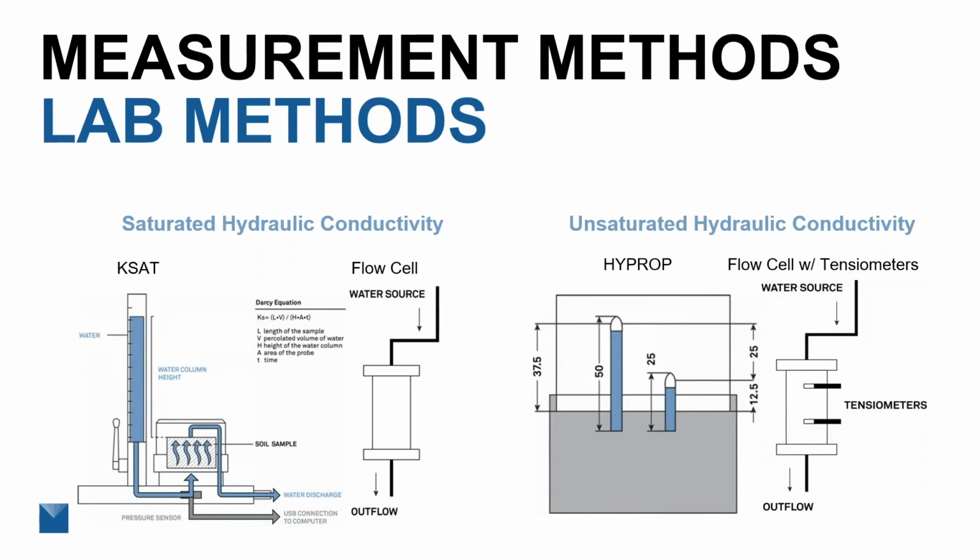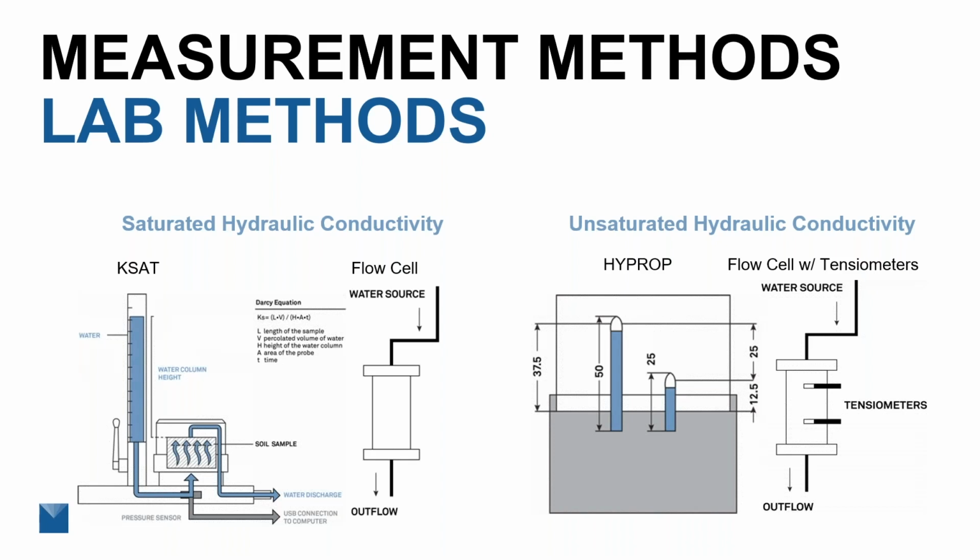Now in the lab, there are a few main approaches that we use to measure saturated and unsaturated hydraulic conductivity. All of these approaches are going to involve taking a core sample from the field and bringing it back to do your measurements. With saturated hydraulic conductivity, whether it's with a KSAT or a flow cell device, we're infiltrating water at either a constant head or a falling head, and measuring either the inflow into the sample and looking for that steady state value, or we're measuring the outflow and again looking for that steady state value to get at the saturated hydraulic conductivity.